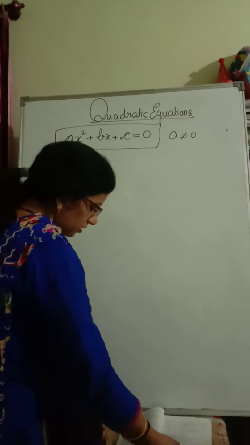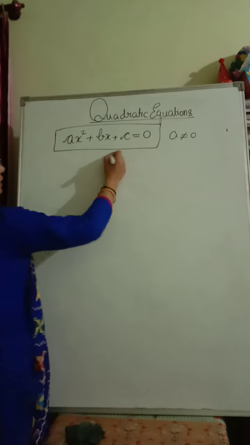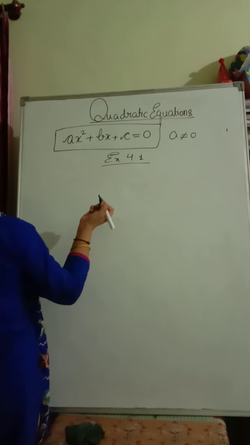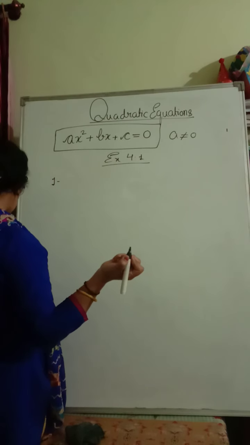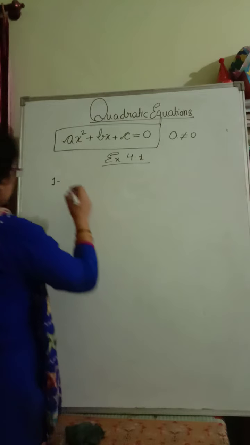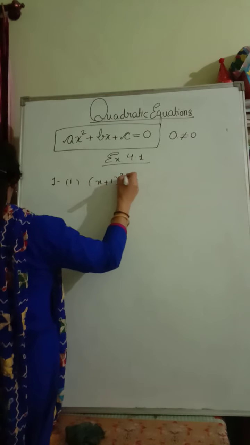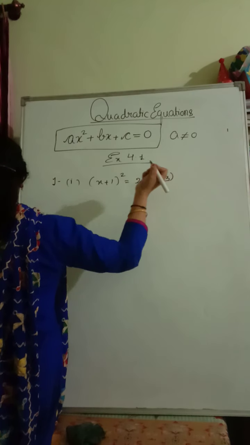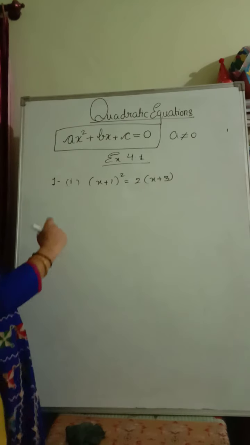Now let us start directly exercise 4.1. So we are starting exercise 4.1. What is question number 1? Check whether the following are quadratic equations. You have to check whether these are quadratic equations or not. So first part is x plus 1 whole square equals to 2 into x minus 3. So you have to solve it first. So you will solve it.